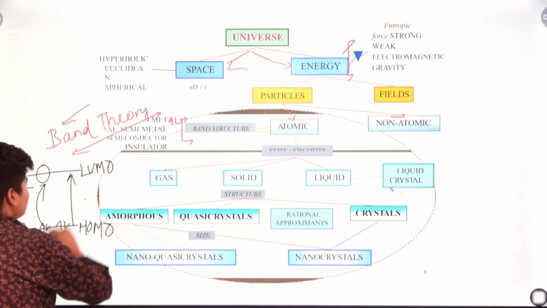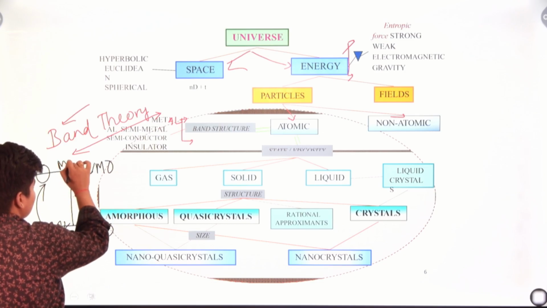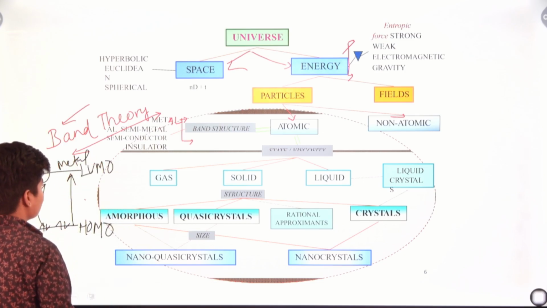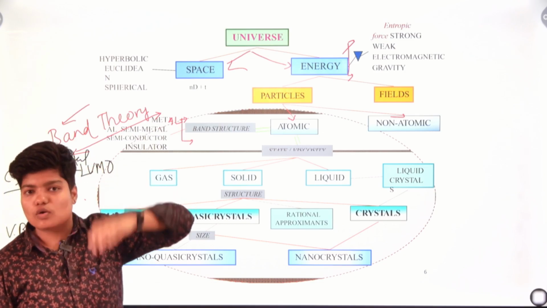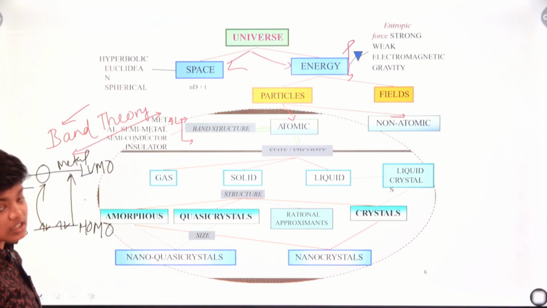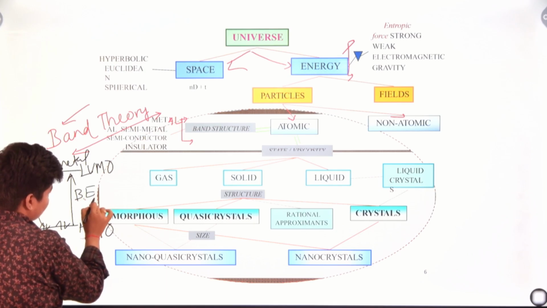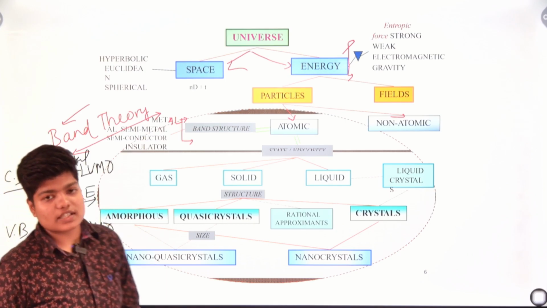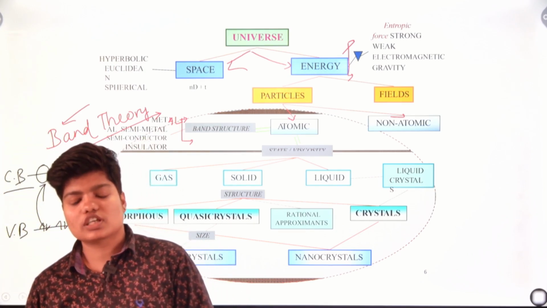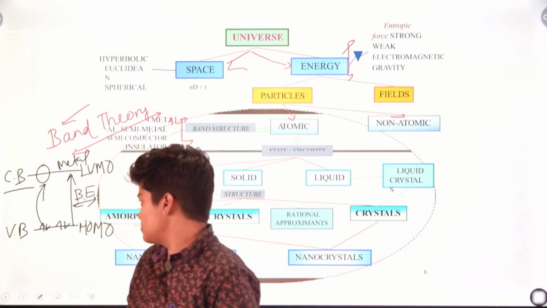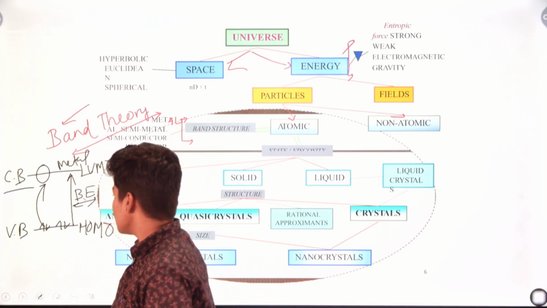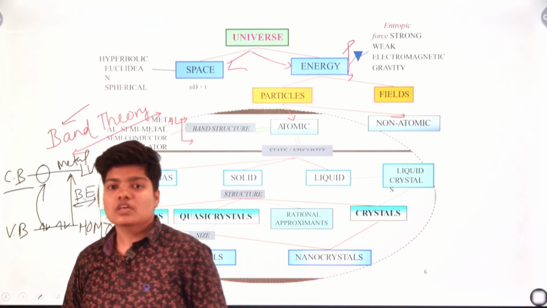In band theory, LUMO has some energy and HOMO has some energy, and the energy difference is called the band energy. So in metals the band energy is very small, so by doing some treatment, like heat treatment, we can transfer the electron from HOMO to LUMO. It is very easy.